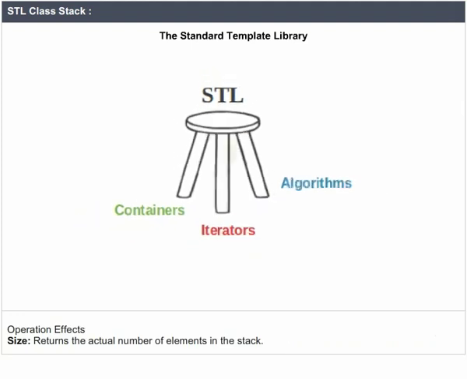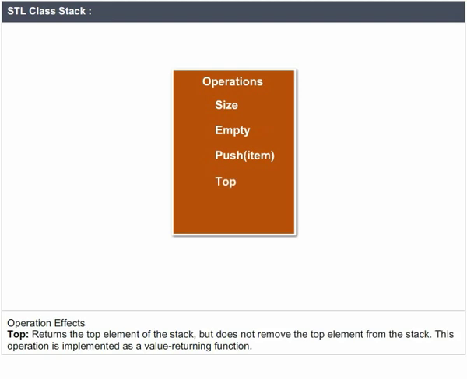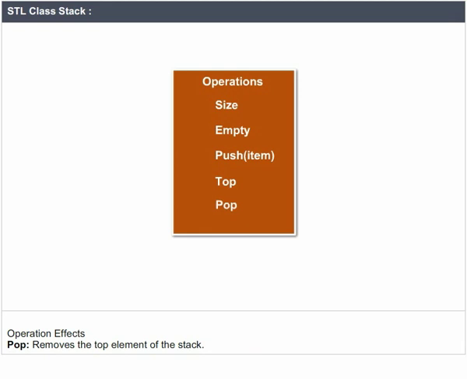Operation effects. Size returns the actual number of elements in the stack. Empty returns true if the stack is empty and false otherwise. Push item inserts a copy of item into the stack. Top returns the top element of the stack but does not remove the top element from the stack. This operation is implemented as a value returning function. Pop removes the top element of the stack.